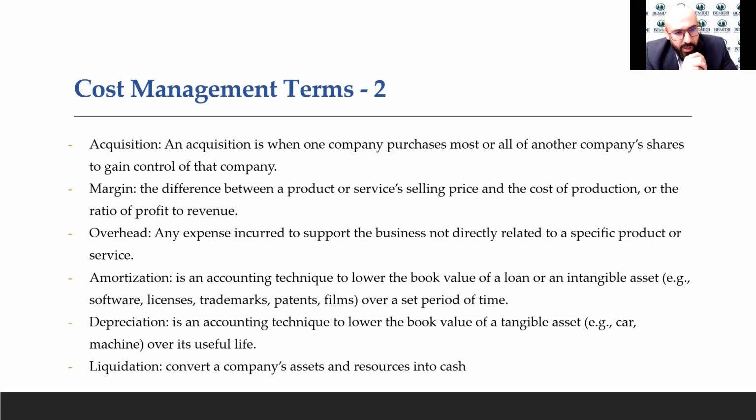Also, we need to be aware of these concepts related to depreciation. We call depreciation the lowering of the cost of an asset over time. If it's a tangible asset, we call it depreciation. If it's an intangible asset, like a software license or trademark, we call it amortization. Amortization is basically reducing the cost of the asset over the life of that asset for intangible assets. But if we have a tangible asset, that would be called depreciation.